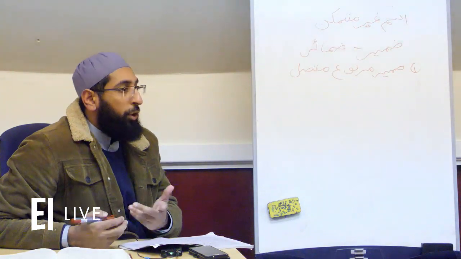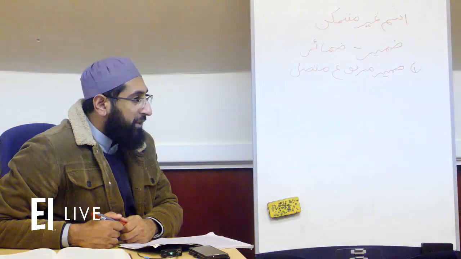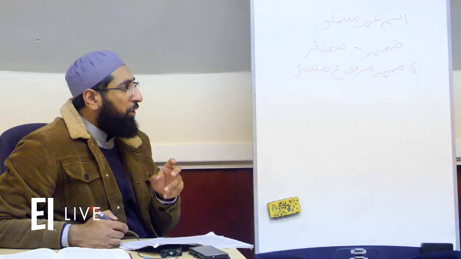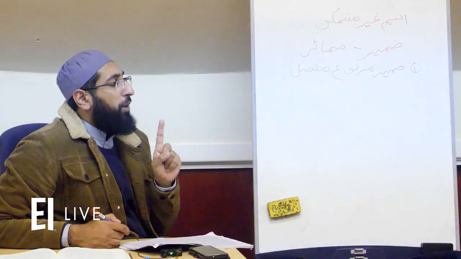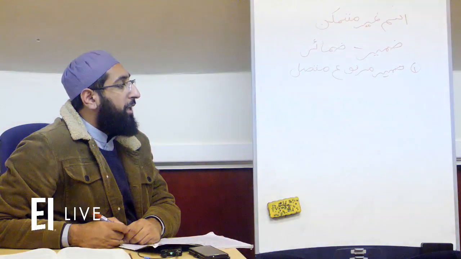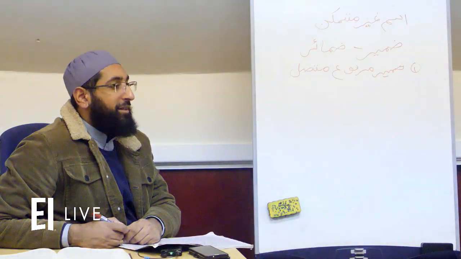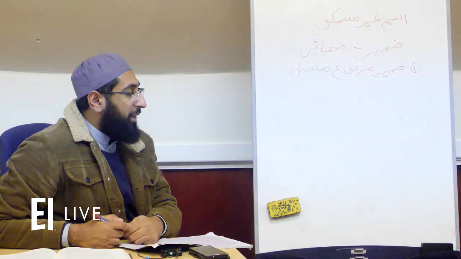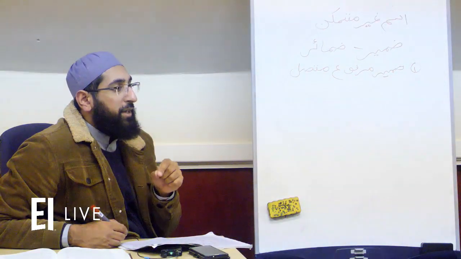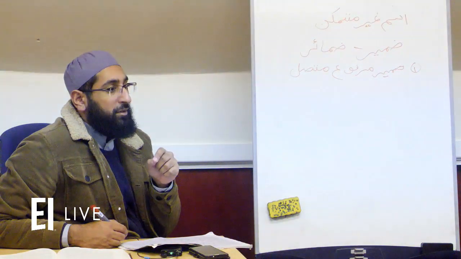Yes, so your normal gardans have a zamir with them, with the exception. So look, other than wahid muzakkar ghaib and wahid muannas ghaib, that's daraba and darabat, that's yadribu and tadribu, the first tadribu. In this, where there's a pronoun, there can't be a parent noun.